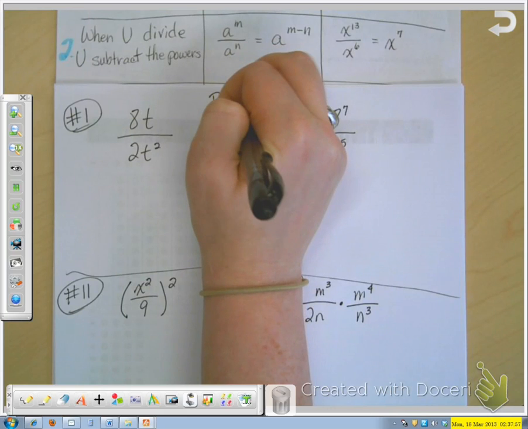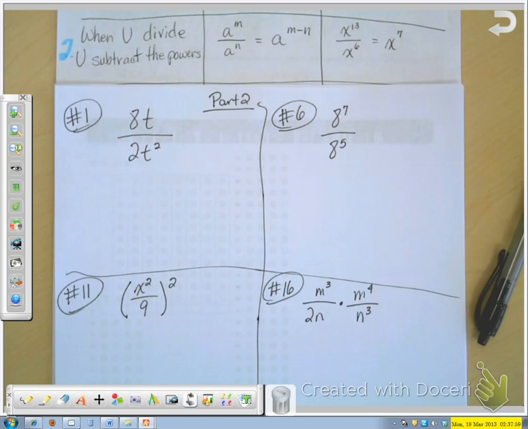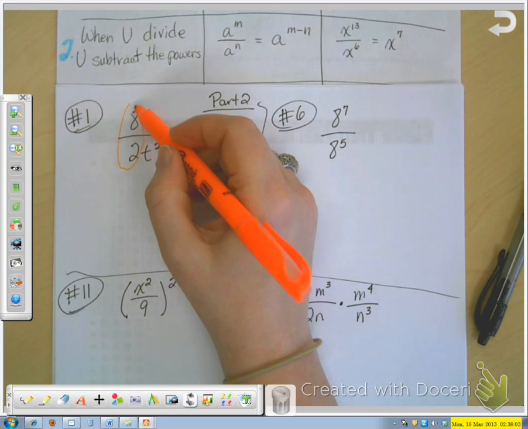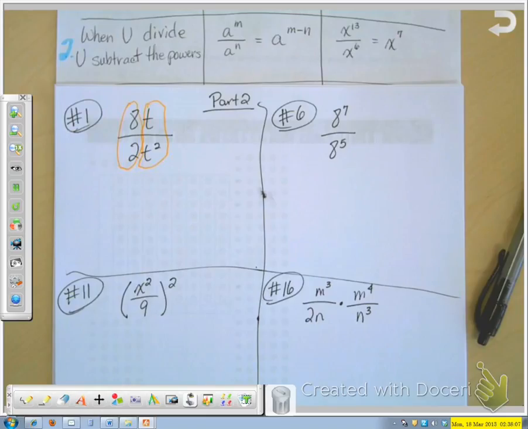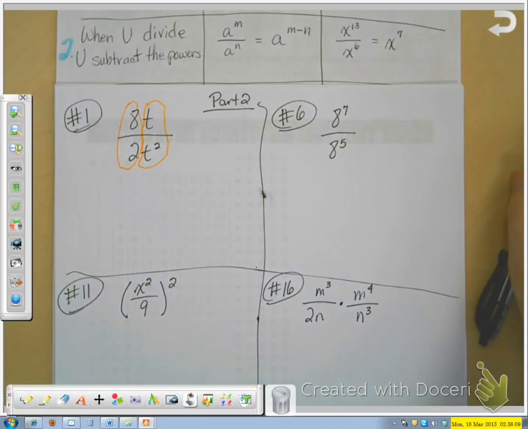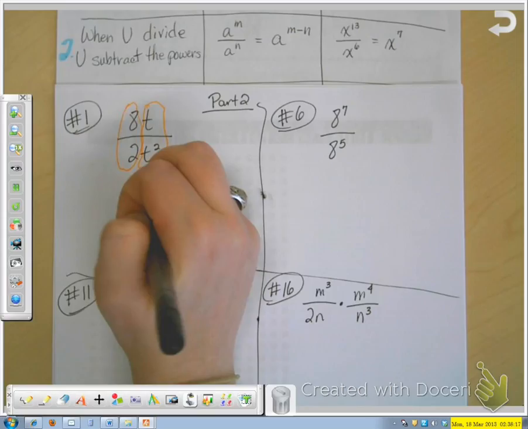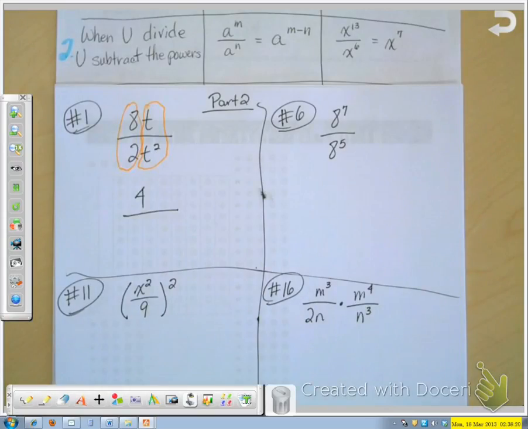So part 2 on our all homework page. I notice number 1, I've got two different pieces. I've got the 8 divided by the 2, and then I have the t's over here. Well, 8 divided by 2 is easy. That's 4. So the question is, does the 4 live on the top or on the bottom? Well, of course, the 4 is going to be on the top because the big number always goes on the top.